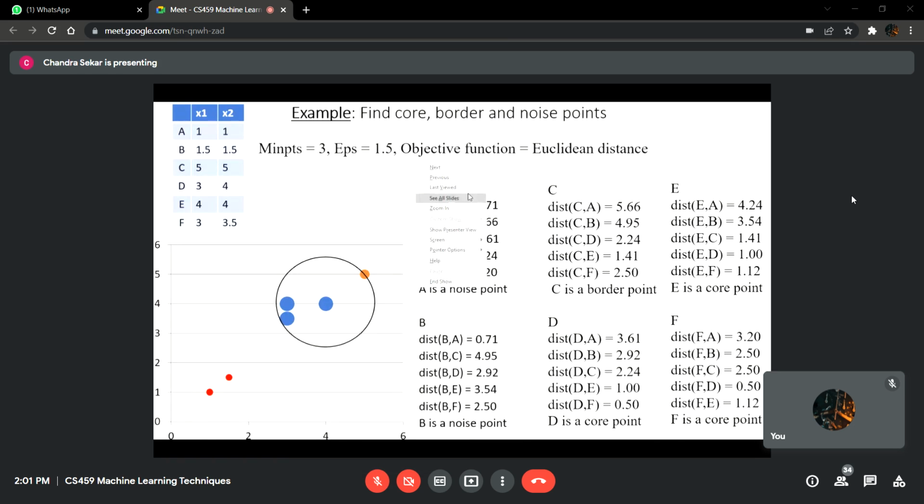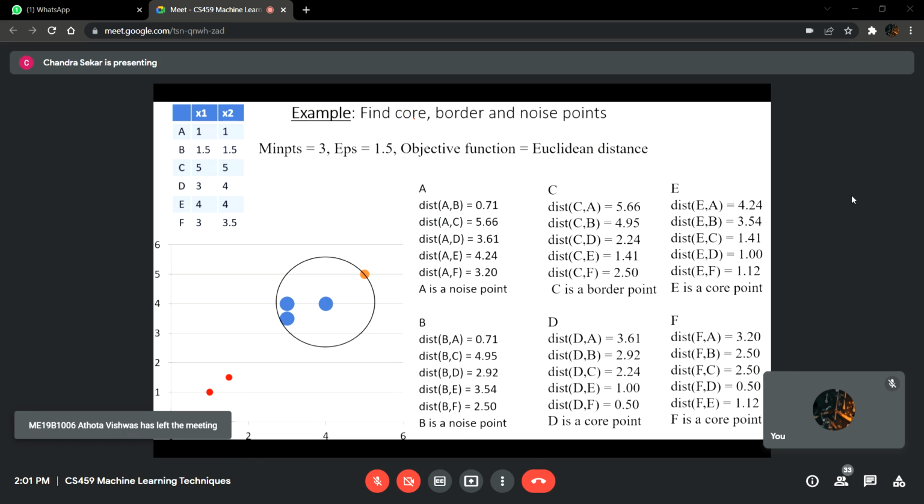So now the next step. The first step is to label the points as core, border, or noise. Here there are 6 points: A, B, C, D, E, and F. What we try to do is calculate the distance between each pair of points. That is, for the data point A, we calculate the distance between A to B, A to C, A to D, A to E, and A to F. That is what is done here.